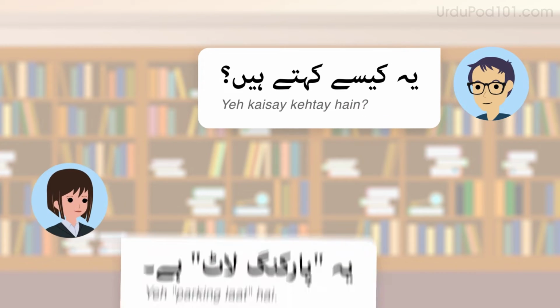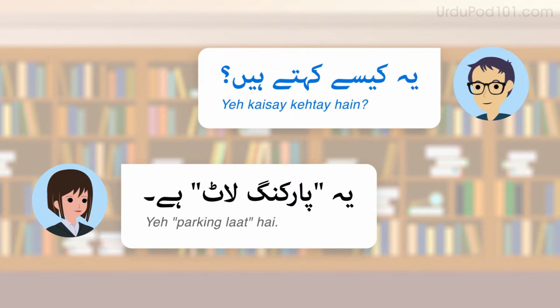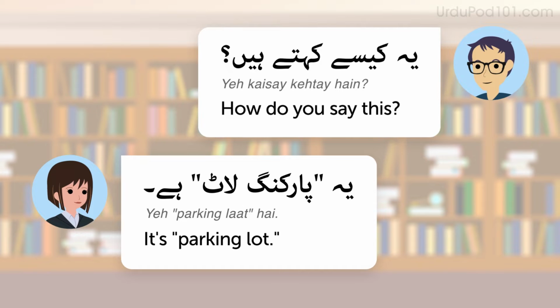Listen to the dialogue. ये कैसे कहते हैं? ये पार्किंग लॉट है। Once more with the English translation. ये कैसे कहते हैं? How do you say this? ये पार्किंग लॉट है। It's parking lot.